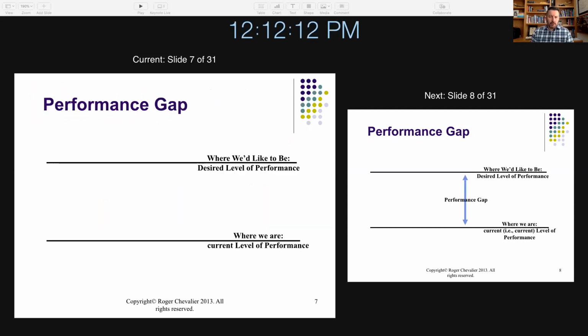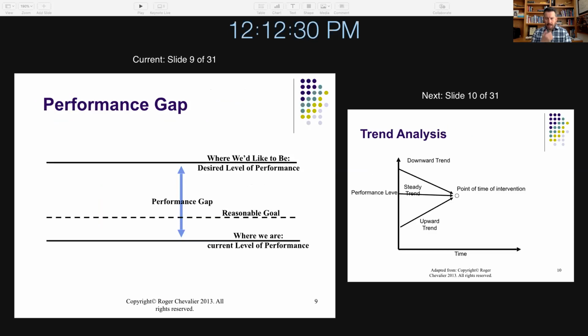In the first phase, when we define the performance gap, it's going to look a little bit like this. We're going to have our desired performance, and we're going to have our current level of performance. There's going to be a gap in between in terms of the distance between those two. And that's what we call the performance gap.